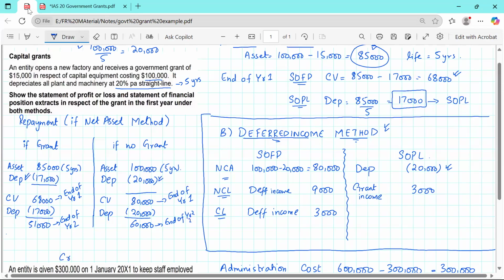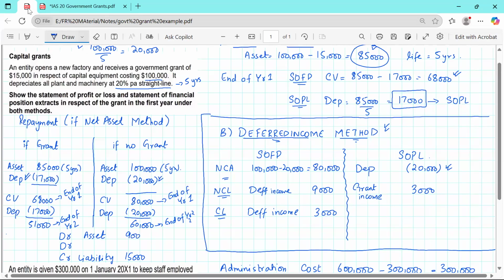Credit, you will do liability by 15,000. That is very simple. That you need to repay the grant. So record a liability of 15,000. Now, what will be on the debit side? By how much are you going to increase the asset? 51,000 to 60,000. 9,000, right? So you will increase the asset by 9,000.